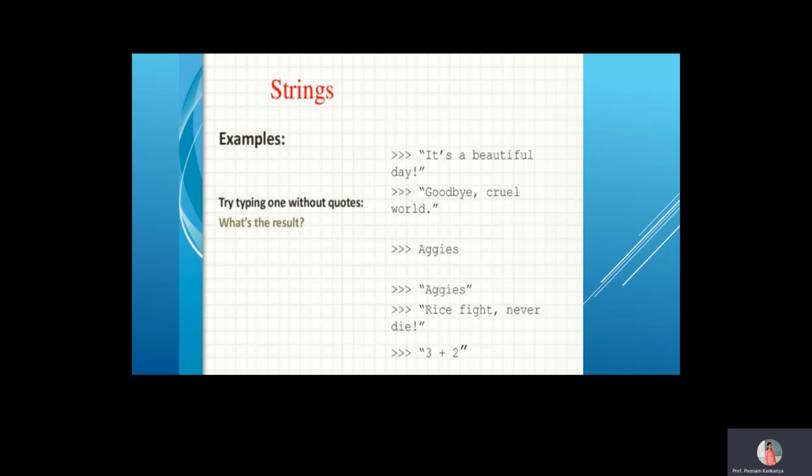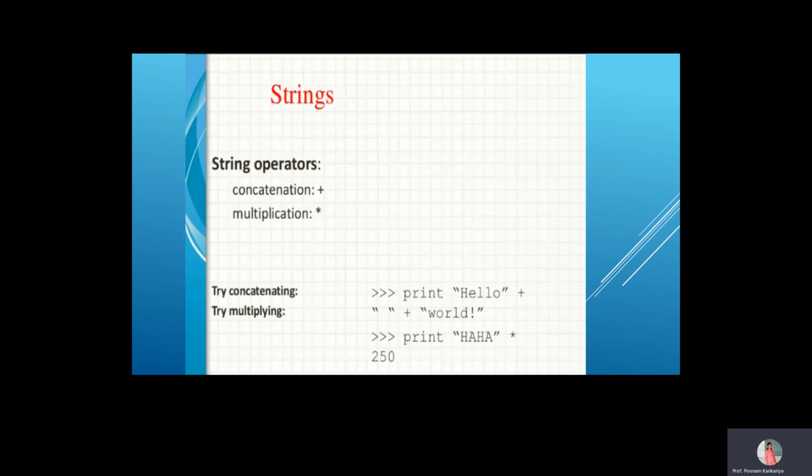Now we see string operators. There are two string operators used in the Python programming language. First is the concatenation and second is the multiplication. Suppose we have to concatenate two words. At that time we use the concatenation used in string operators.